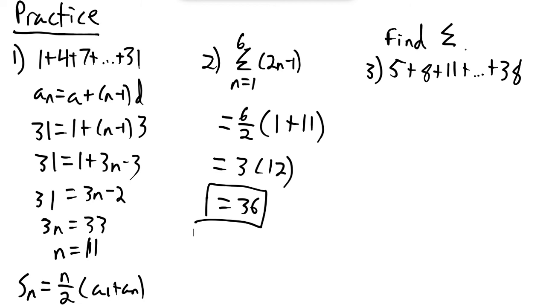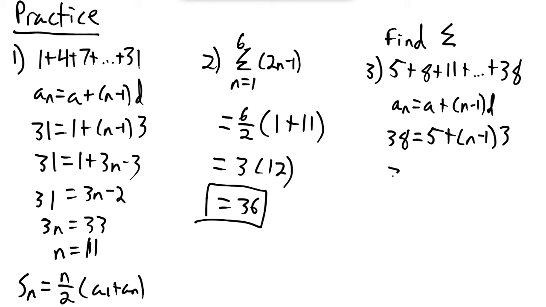Then we have this last one. We're trying to find the sigma for it. So we're going to have to start by trying to figure out what our numbers are and what the equation is. We're going to start with that explicit formula for the sequence. So that's a sub n is equal to a plus n minus 1 times d. a sub n is 38. We start off with 5 and we're adding 3 each time. So this becomes 38 is equal to 5 plus 3n minus 3, or 3n plus 2 is equal to 38.